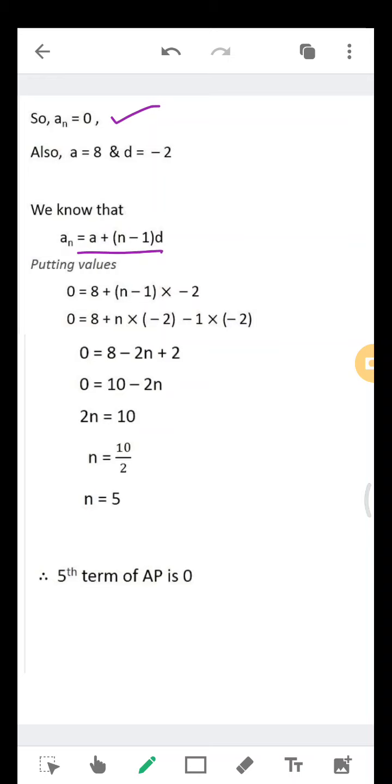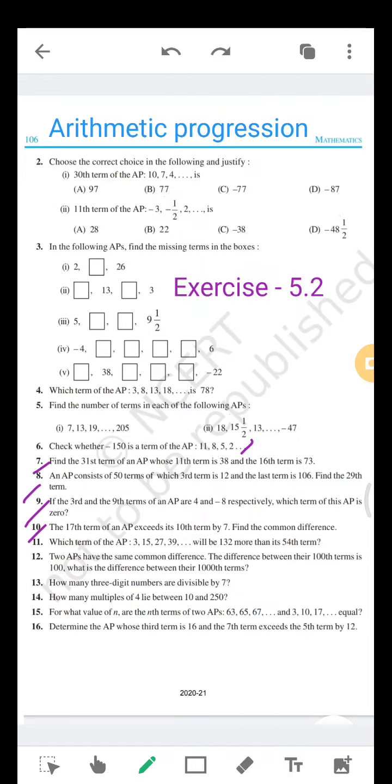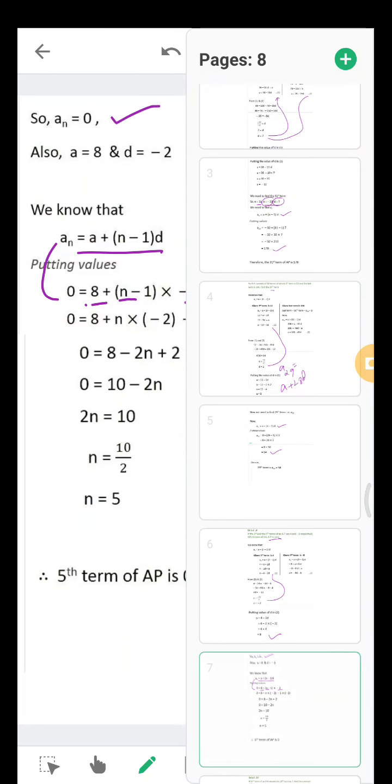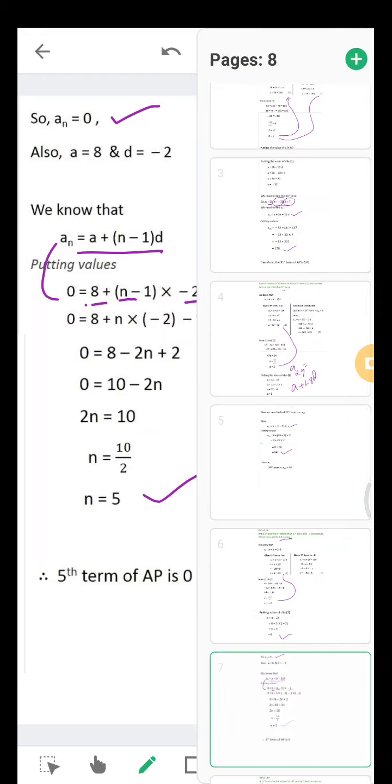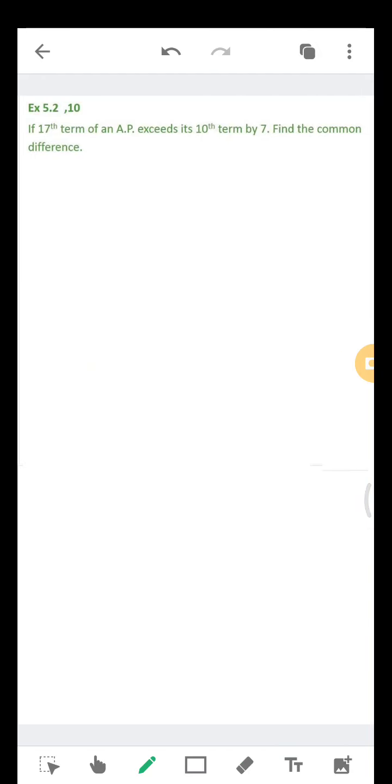So I'll use the same formula. We have A and D values, 8 and minus 2. We don't know what n is, and the nth term is 0. Like yesterday, we have done this in this question also: which term of this AP is 78? We did it yesterday and found the value of n. So here also we have to do the same thing. Which term of the AP is 0? So we'll simplify it and we'll get the value of n as 5. So we can say the fifth term of this AP is 0. Same way you have to proceed with another question.